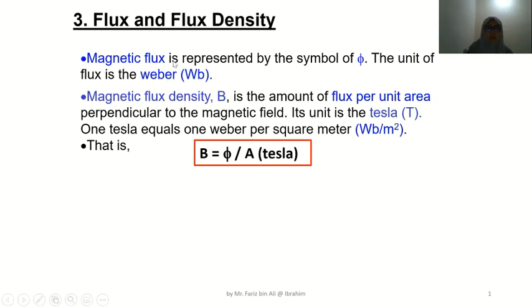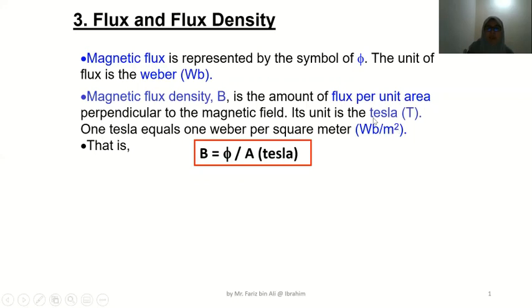So magnetic flux, the symbol Φ, has the unit Weber. And the magnetic flux density, or B, is the amount of flux per unit area perpendicular to the magnetic fields. Its unit is Tesla. So 1 Tesla equals 1 Weber per square meter. The unit of magnetic flux density is Tesla, which equals Weber per meter squared.